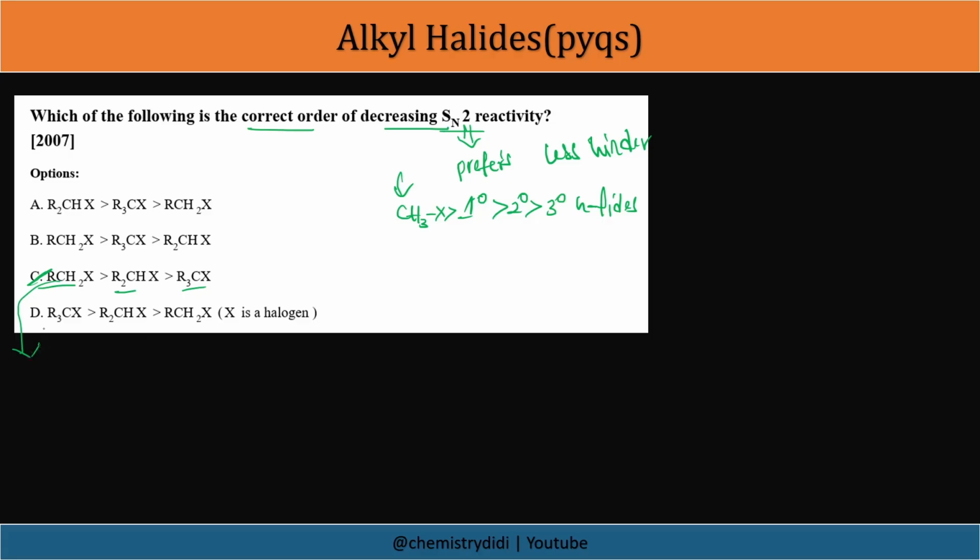How am I checking whether it is primary or secondary? You can just draw like this. See, H, H, and this is X, right? And for the second one, they have given two R groups and one H. So here the carbon is attached to only one alkyl group, or only one carbon, right? So that's why it is primary. And here it is attached to two carbons, that's why it is secondary. And the remaining one is attached to three, that's why it is tertiary. That's how the order of reactivity is this. So the correct option is C.